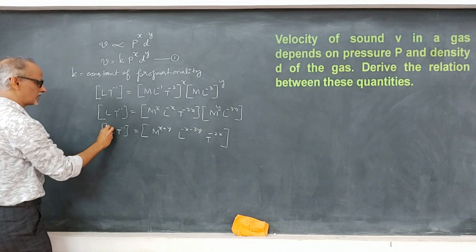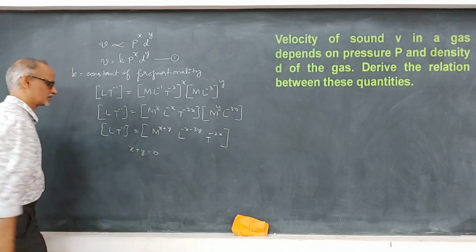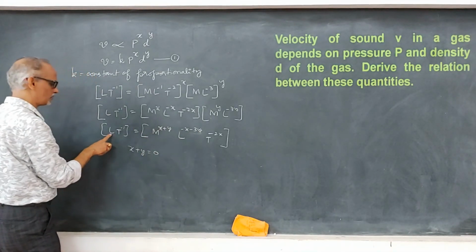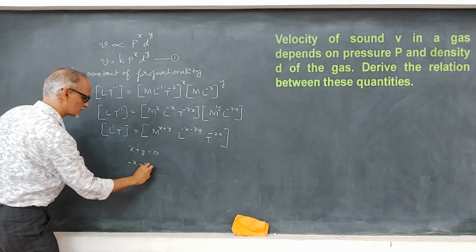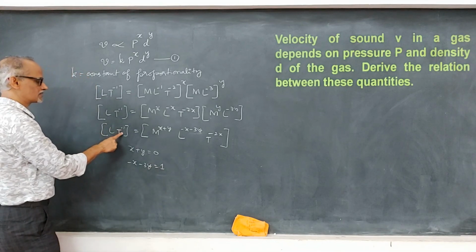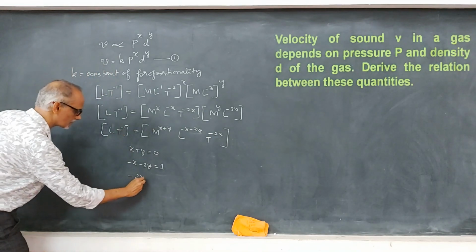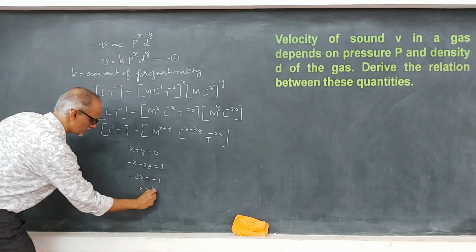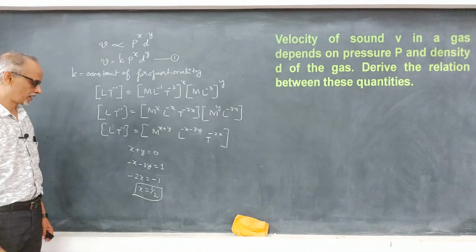So, when m to the power 0, if you compare, x plus y must be equal to 0, correct. That is equation 1. And then for L, what is the power of L? 1 here. So, minus x minus 3y is equal to 1. For T, what is the power? Minus 1. So, minus 2x is equal to minus 1. What is x? The minus will get cancelled, you will get half.